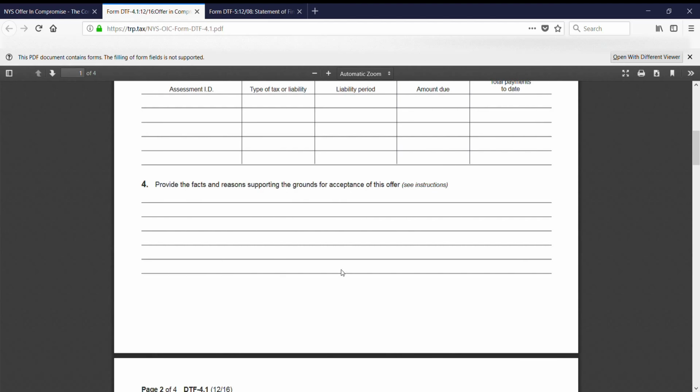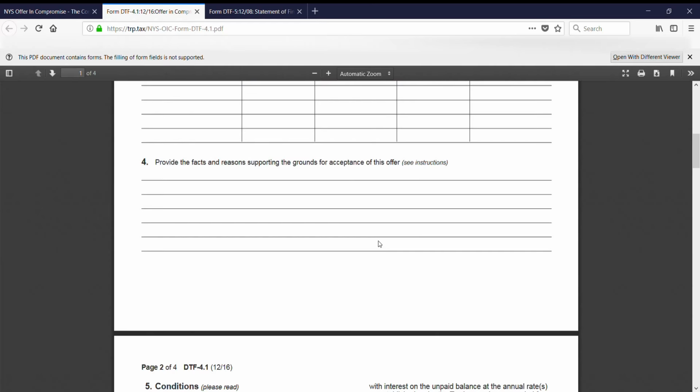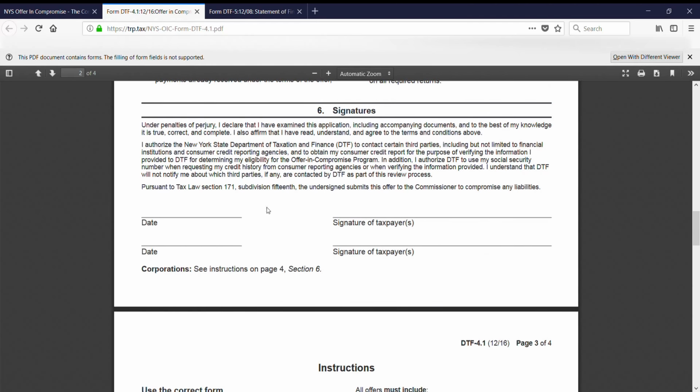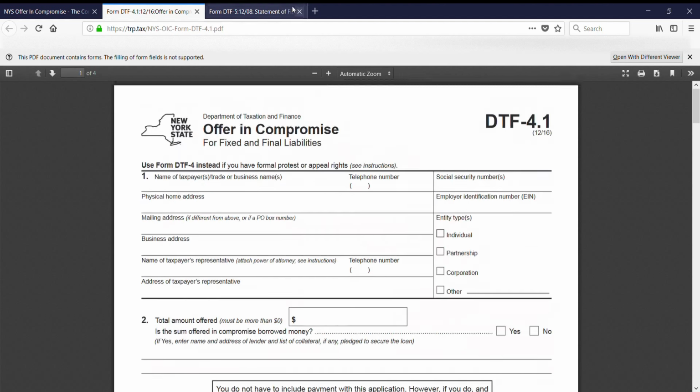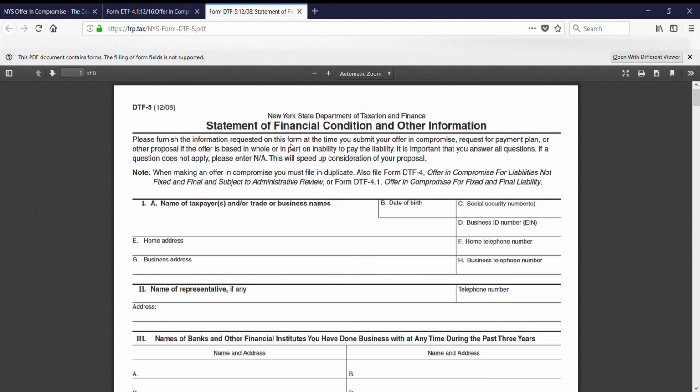They want to see a number 4. Here are the facts supporting your offer. Why should you get one? Why should you qualify? Put your sob story there. And then the signatures on this page here. Very simple, DTF 4.1. Now on to DTF 5, which is the financial statement.